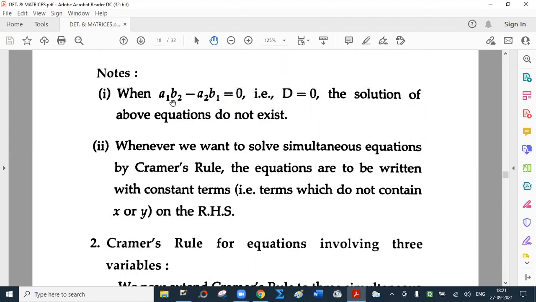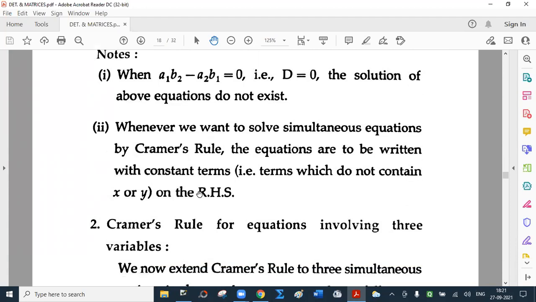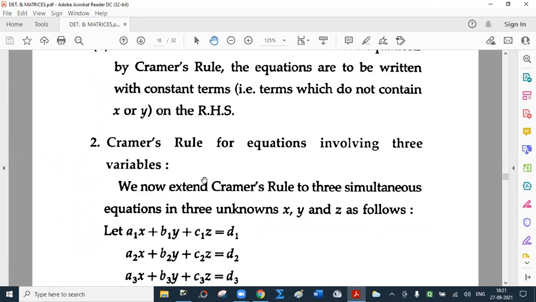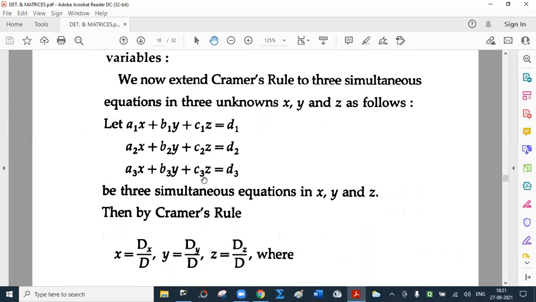Okay. These are notes. When a1 b2 minus a2 b1 is 0, that is d equal to 0, the solution of above equations do not exist. Simple. So in that case, two equations represent parallel lines. Whenever we want to solve simultaneous equations by Cramer's rule, the equations are to be written with constant terms on RHS. So Cramer's rule for equations involving three variables, we can directly write this.